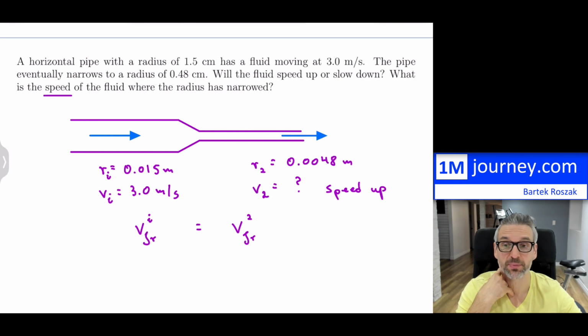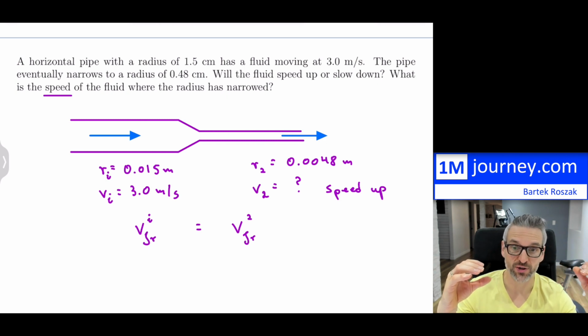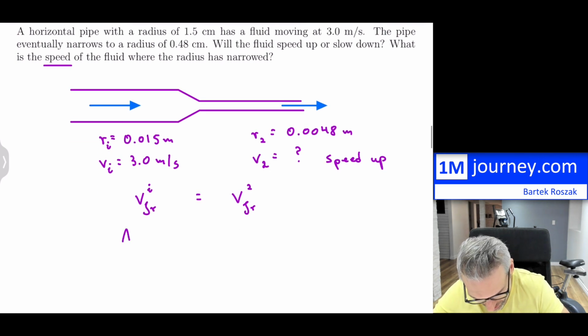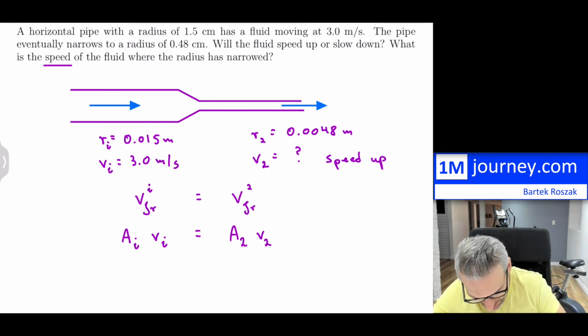It has to speed up because it's narrowed. The same amount goes through, but the only way that it's going to go through the same amount is if it goes faster, because that cylindrical pipe there has narrowed down. Now, in order to answer what the speed is, we can use this equation. We're going to have our initial area times the initial speed is equal to the second area times whatever speed we have there. And this is what we're trying to find. So this isn't actually very difficult.